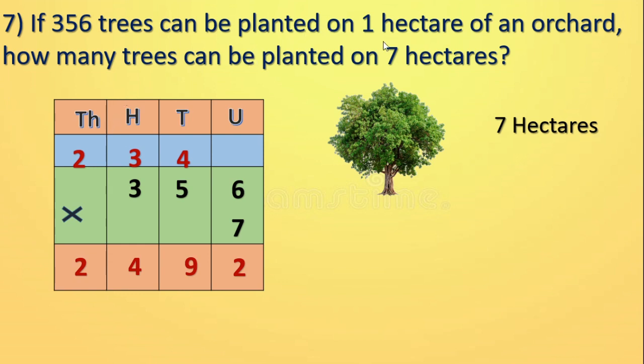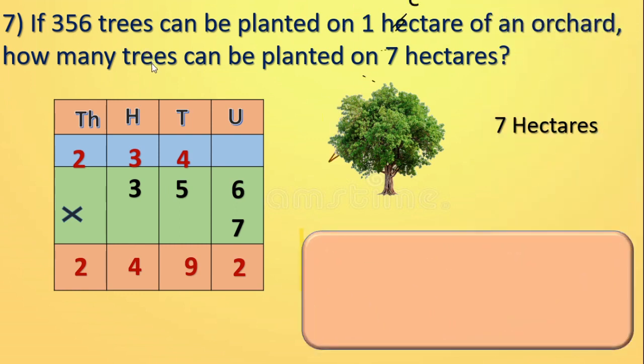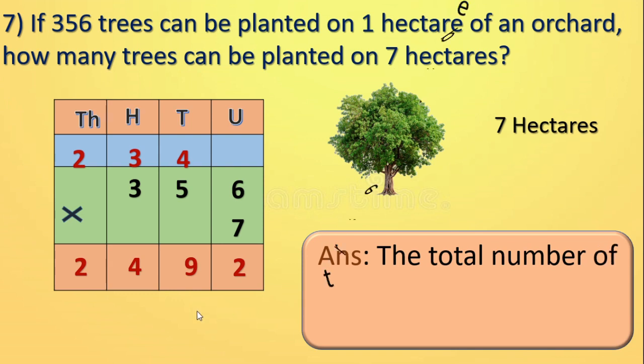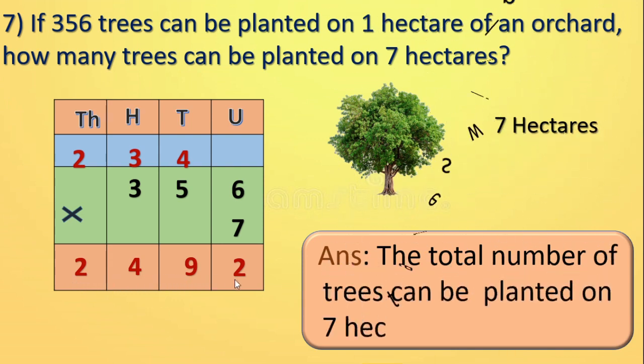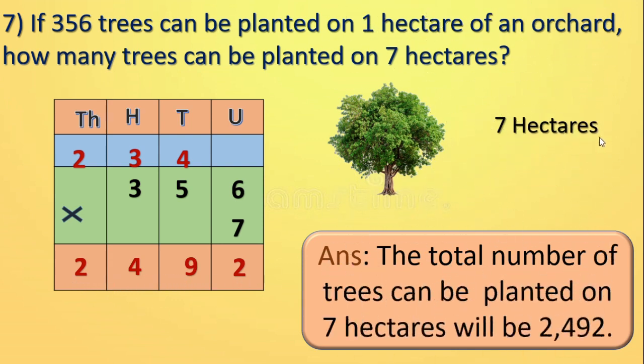Yes, if in 1 hectare we can plant 356 trees, then we can plant 2492 trees in 7 hectares. See here how to write the answer. The total number of trees that can be planted on 7 hectares will be 2492. Got this? Very good.